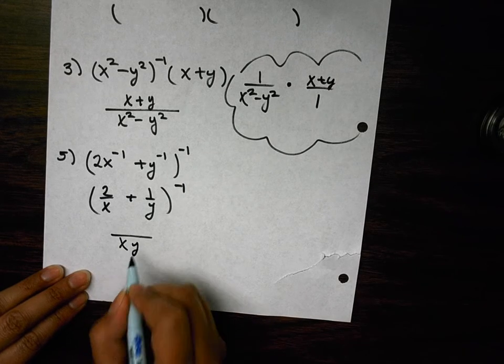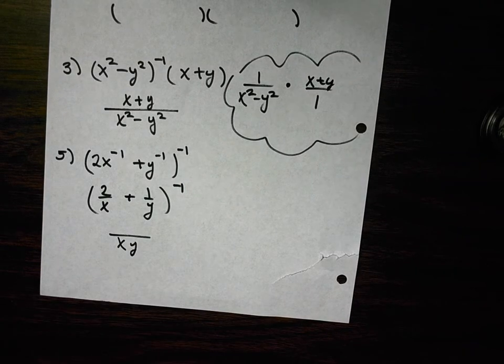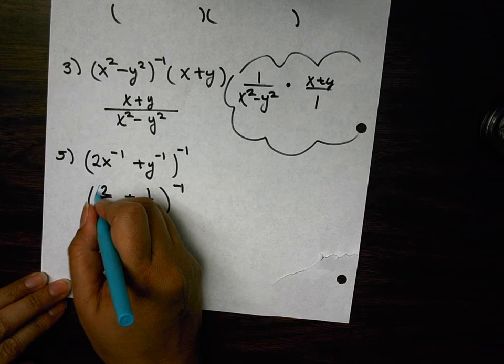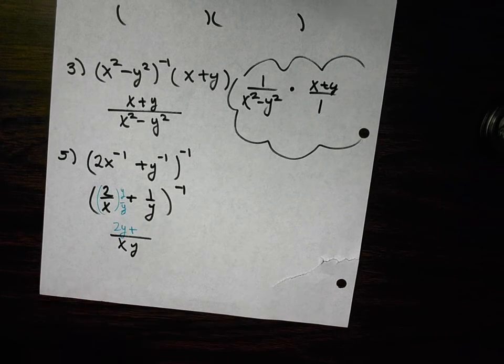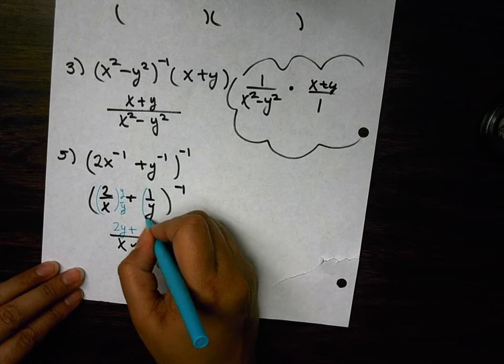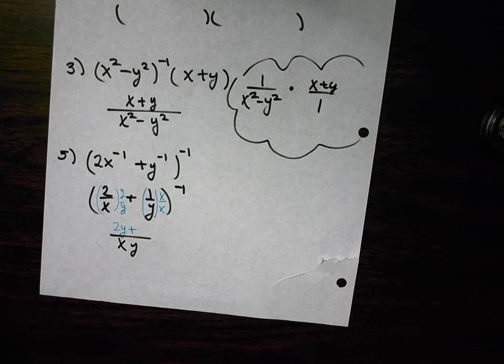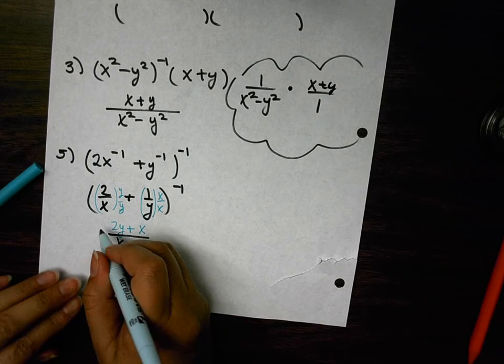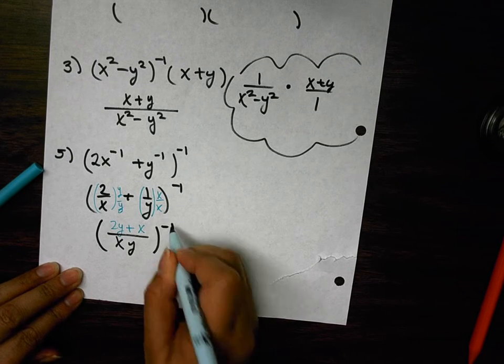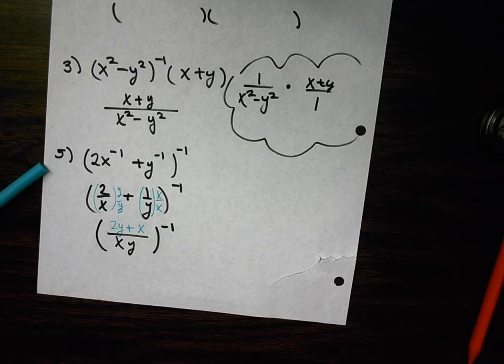What's my common denominator? What do I multiply the first fraction by to get xy? And that gives me what? 2y. What do I multiply the second fraction by? And 1 times x is? Any like terms for 2y plus x? Yes or no? Okay, now is the inside one term or two terms? One big fraction, one term or two terms?